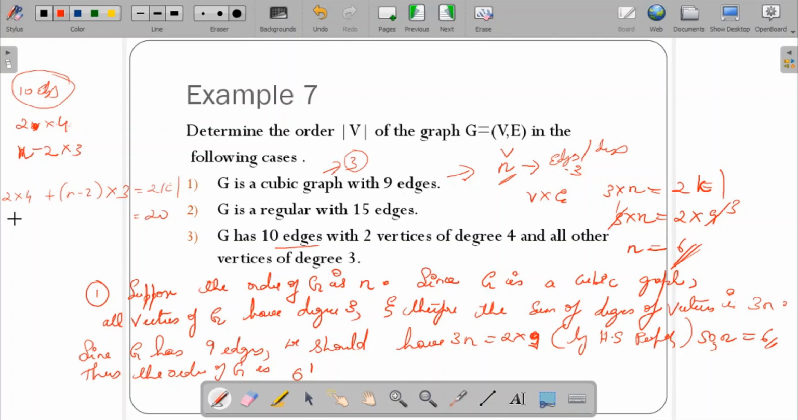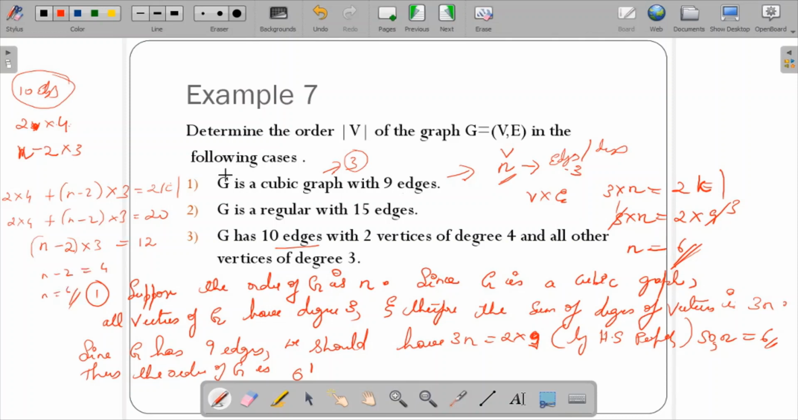Here you have 2 into 4, that is 8, plus n minus 2 into 3. Taking this 8 to the other side, 20 minus 8 gives 12. Then dividing 12 by 3 gives 4, so n minus 2 is 4, and n is 6. So the order of G is 6.